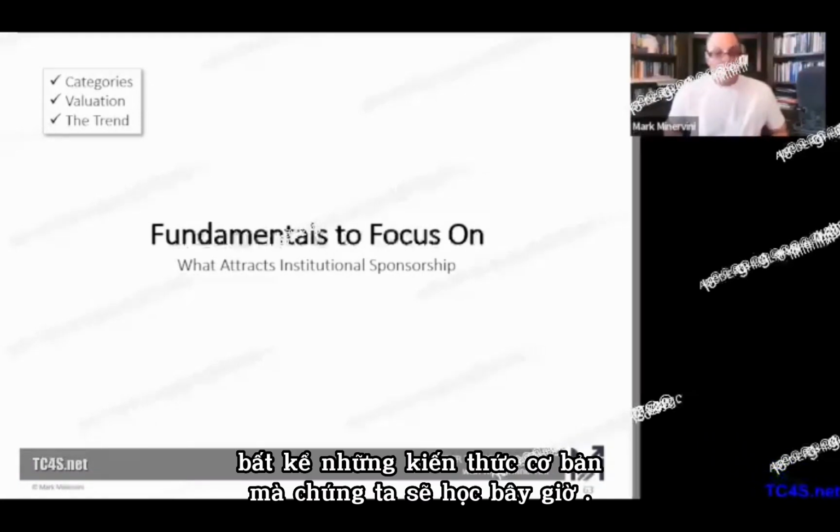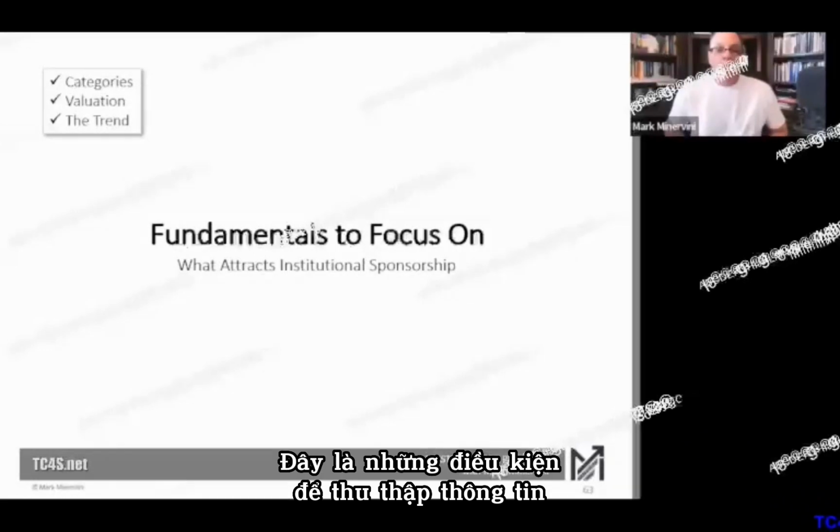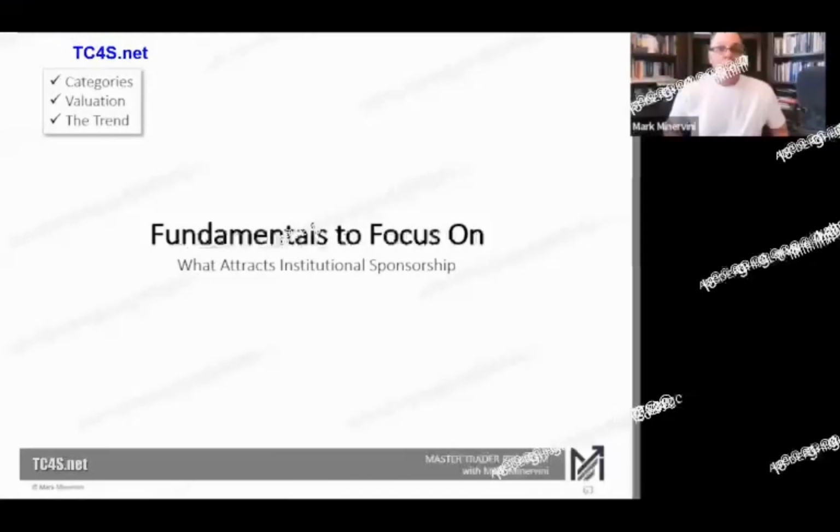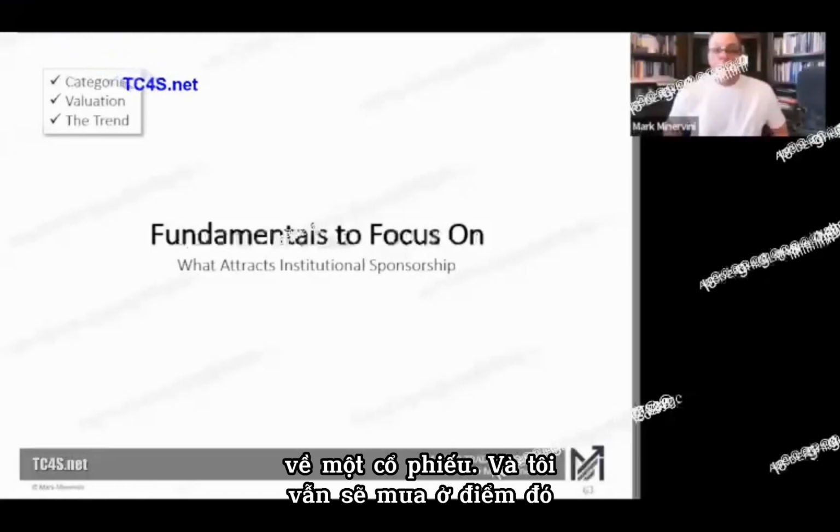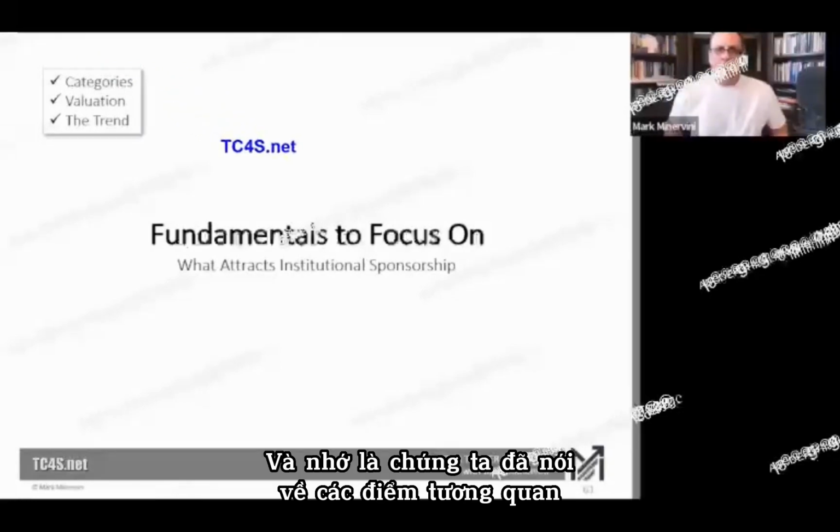Regardless of the fundamentals, which we're going to talk about here, these are all underlying conditions that are going to build a case for the stock, if you will. I'm still buying at that same spot. And remember, we talked about reference points.